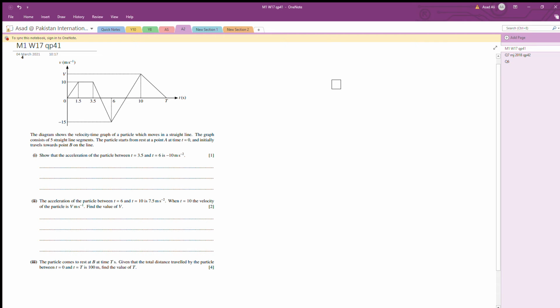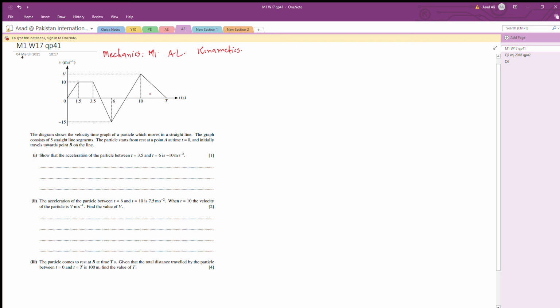I'm here with a new video, and in this video I'm going to discuss some questions of mechanics M1 for AL. I'm doing kinematics. This is basically chapter number 1, and in kinematics we're dealing with bodies which are moving with constant acceleration.